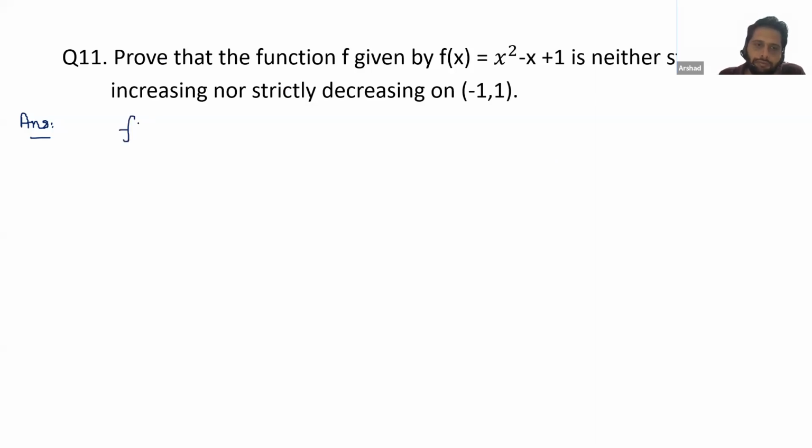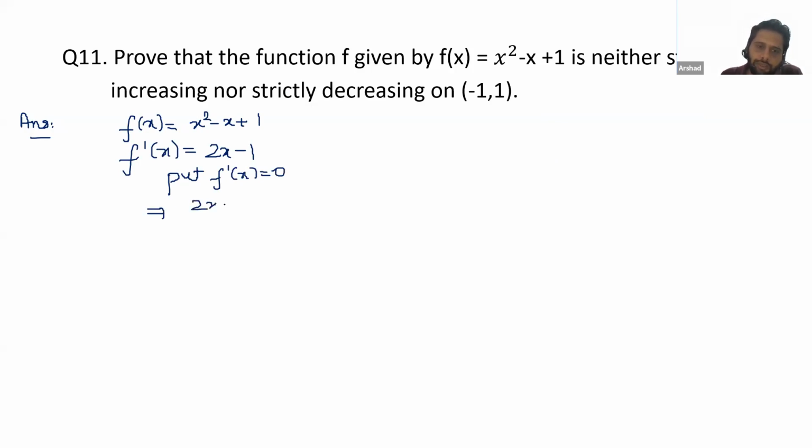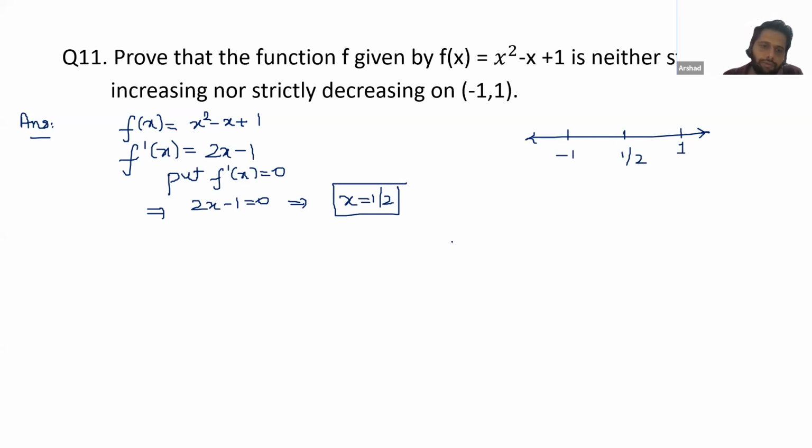Please check here. We have this function f(x) equals x square minus x plus 1. So differentiate this, you will get 2x minus 1. Put f dash x equal to 0. So 2x minus 1 equals 0, which gives x equals 1 by 2. Now, what interval will we get here? They are asking about strictly increasing, so we have minus 1, 1/2 and 1. What intervals are we getting?